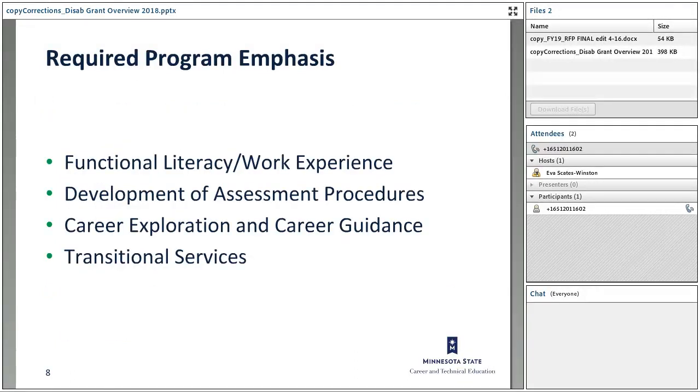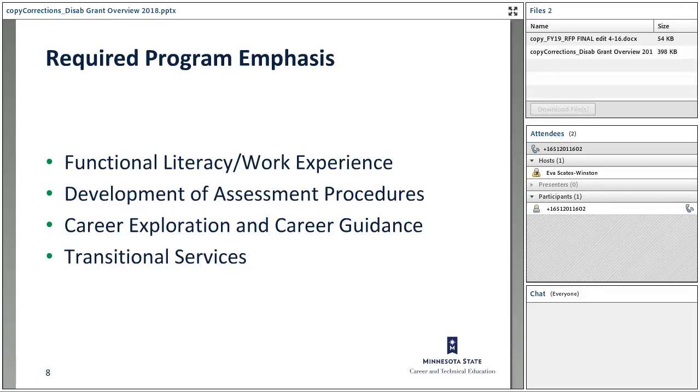So these are the four areas that require program emphasis. And for example, when we look at work experience and functional literacy, we added work experience as another area because we want to make sure that we were addressing how to increase preparation of individuals with disabilities for employment or education and training.